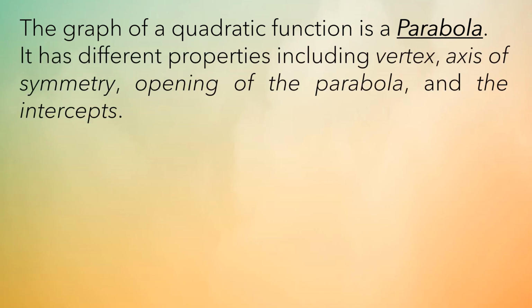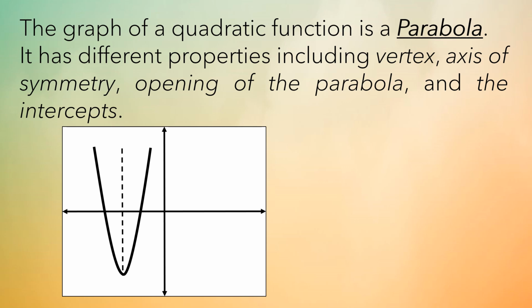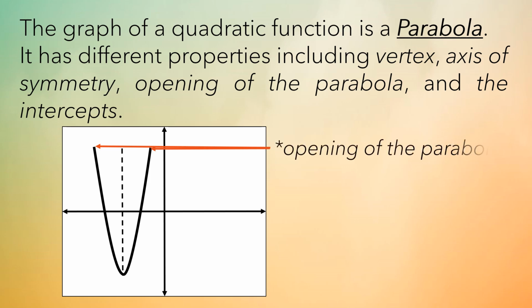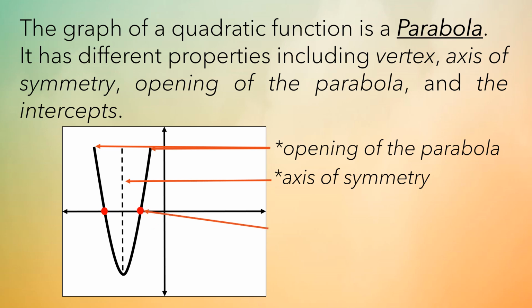It has different properties including vertex, axis of symmetry, opening of the parabola, and the intercepts. So we have this given graph, this tip, and this tip is called the opening of the parabola. This center or these broken lines is called the axis of symmetry. So nagfall ang ating parabola in these points. So that is called the intercepts. And this dot is called the vertex of the parabola.